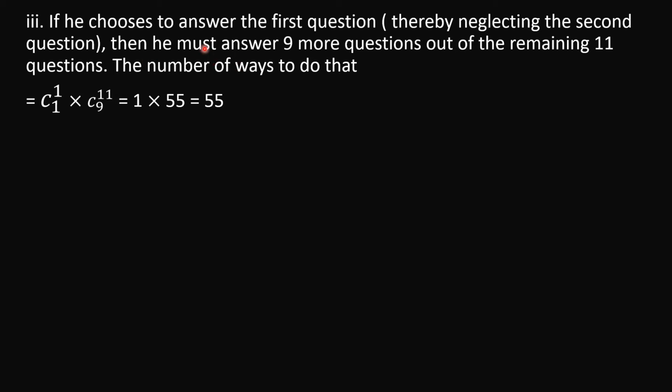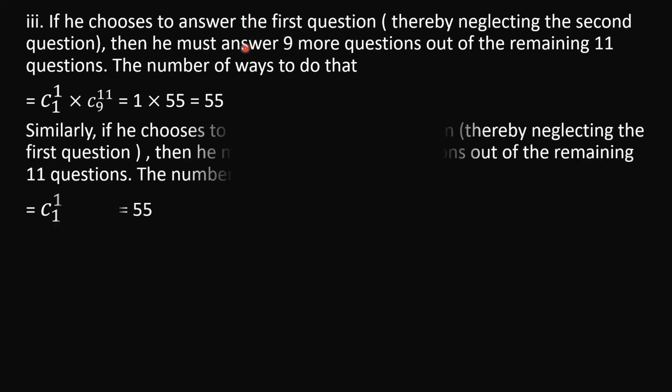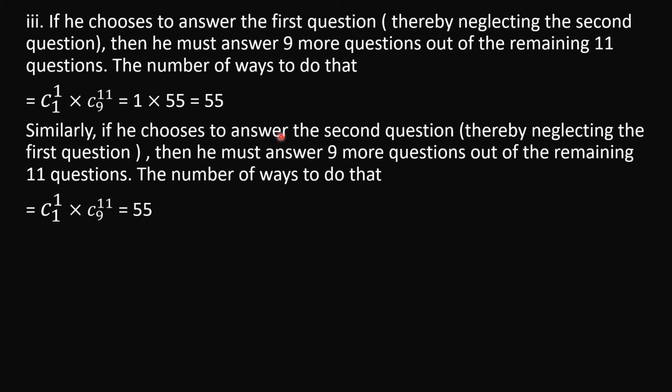Now what about if you decide to choose the second question and not the first one? So this is how we go. If you choose to answer the second question, thereby neglecting the first one, so I decide to choose question 2 and not question 1, then he must answer 9 more questions out of the what? The remaining 11 questions. The number of ways to do that is this. It's the same thing. It means that if I answer question 2, I'm selecting 1 out of 1 questions, because the compulsory questions are 2, but I'm at liberty to select only 1, so 1 out of 1. Then the 9 questions will be taken from the 11 questions which I have there, which also gives me what? 55.